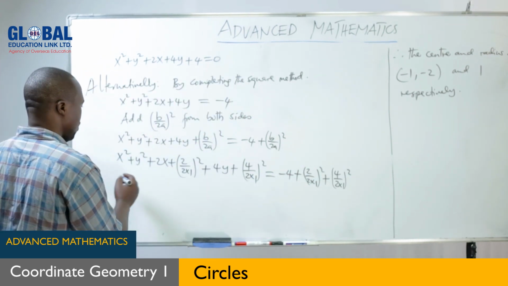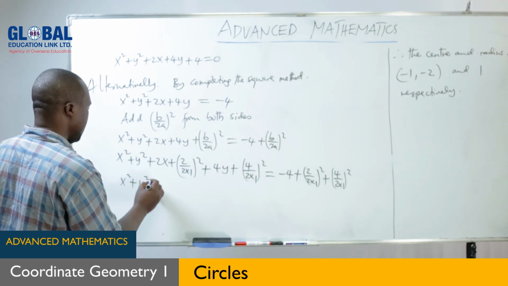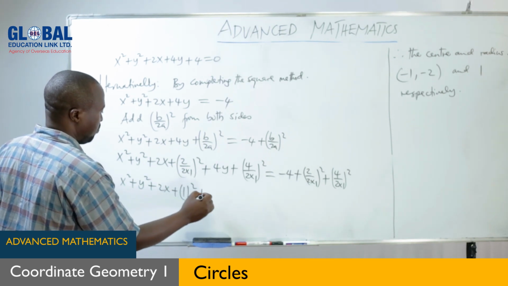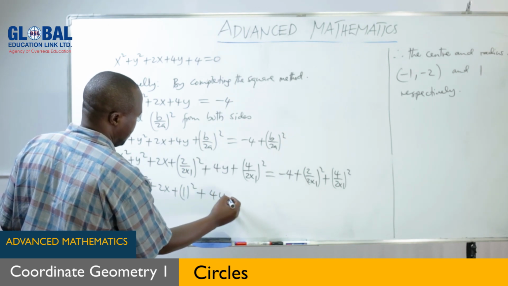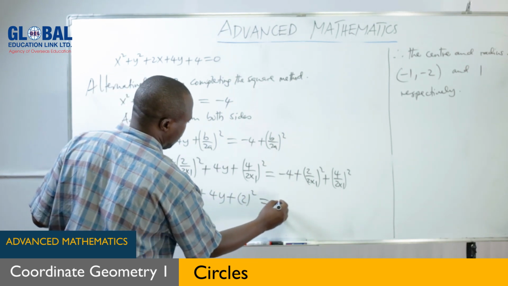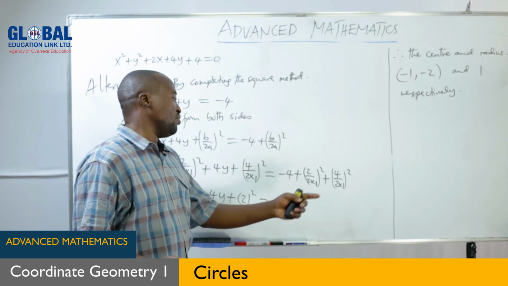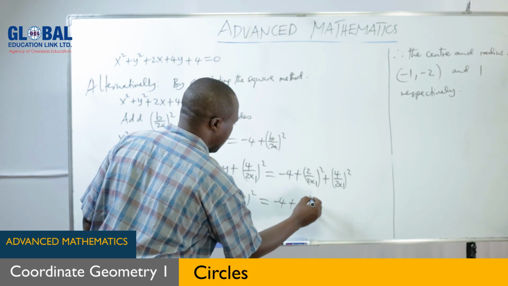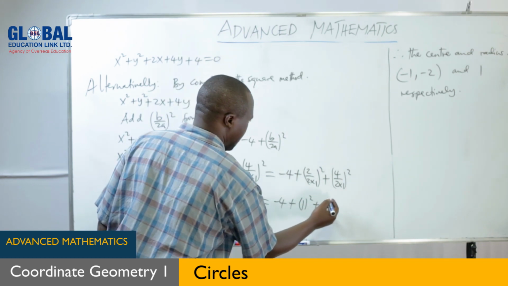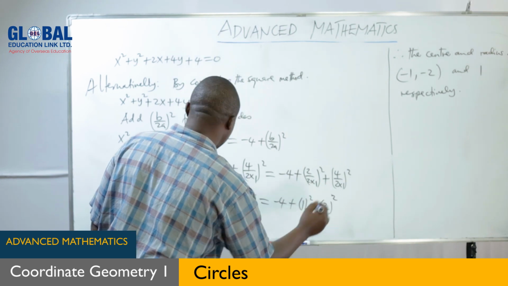So in this case, we are going to have x squared plus y squared plus 2x plus 1 squared, then plus 4y plus 2 squared is equal to negative 4 plus, here we have (2 over 2 times 1), that will be 1 squared, then plus again here we have (4 over 2 times 1), that is 2, then squared, that is 2 squared.